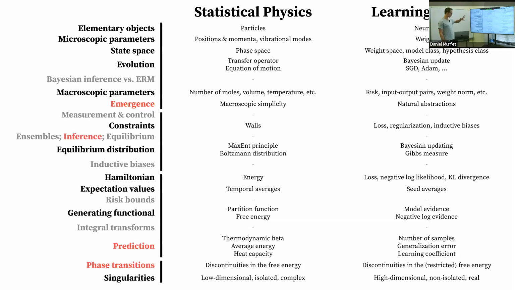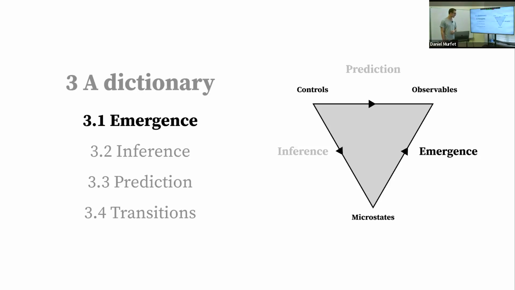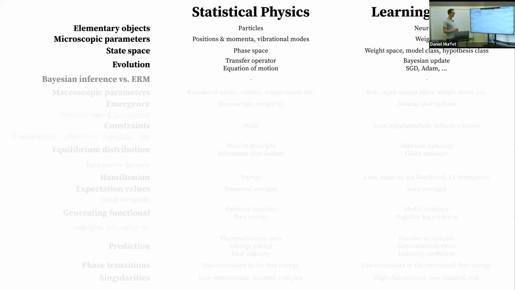To start us off, in these four sections, let's talk about this question of emergence. How is it that often very complex, high-dimensional systems of billions of billions of particles give rise to things that are macroscopically very simple and understandable? We'll look at this question through talking about the objects these theories study, what the microscopic parameters are, what evolution looks like in these different spaces, and then finally talk a little bit about the differences between Bayesian inference and empirical risk minimization.